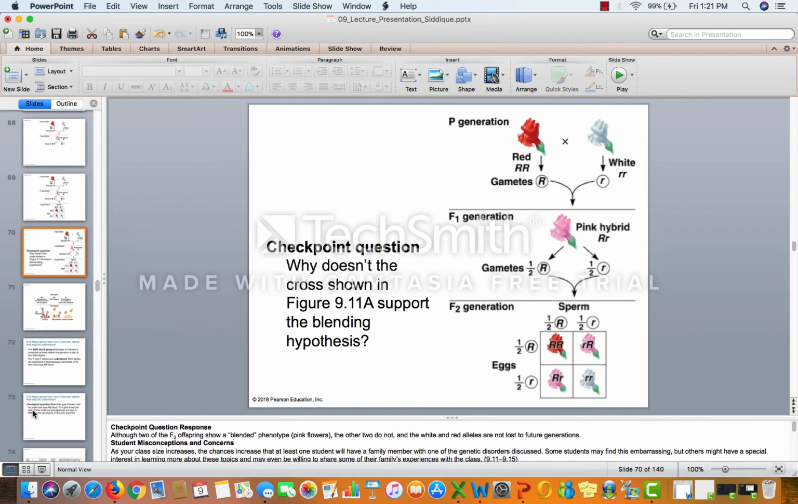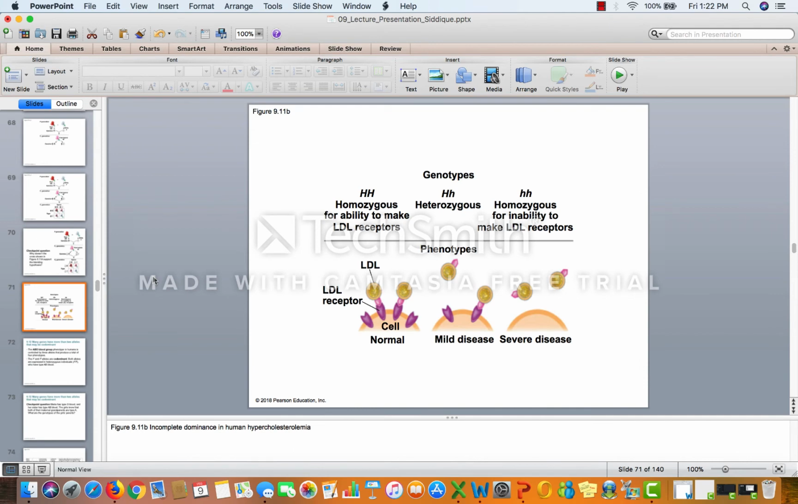So why doesn't this cross support the blending hypothesis? Remember that? Although the two kids here are pink, they got blended, the others are not, right? So the white and the red alleles are not lost to future generations. So you can't just continue to blend them all pink. You're still going to have a 1:2:1 ratio. So that's why the blending hypothesis does not work. You're not always going to get a blend between two things and all pinks later on. No, you're going to get a 1:2:1 ratio. You're still going to see some dominant red, some pink, and then some recessive white.